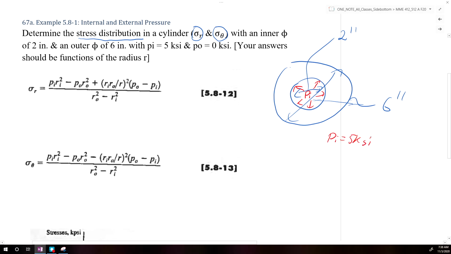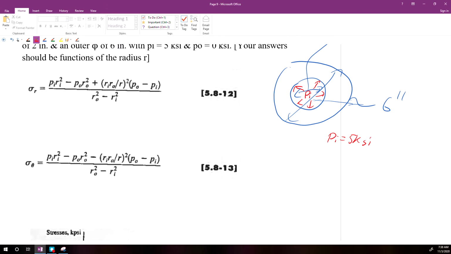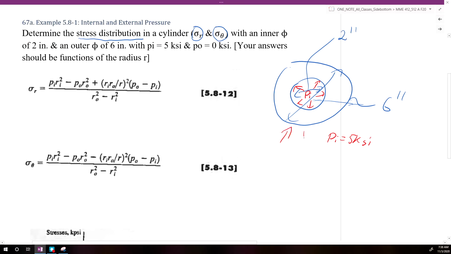All right, and it has an external pressure of 0 ksi. Okay, so for these types of problems, because there's no rotational velocity, they really are quite simple. You just have to take the variables that you were given in the problem and plug them into the equations for sigma r and sigma theta.